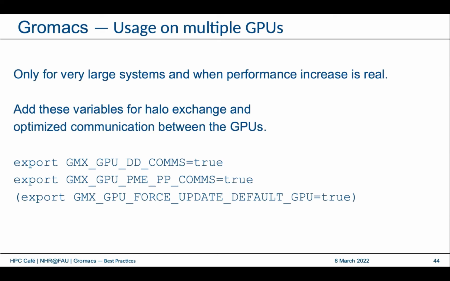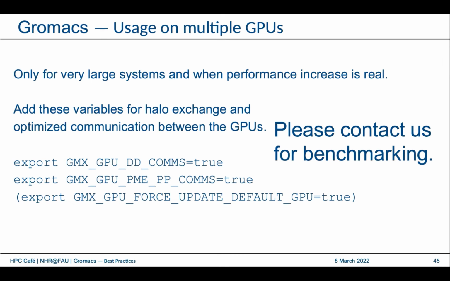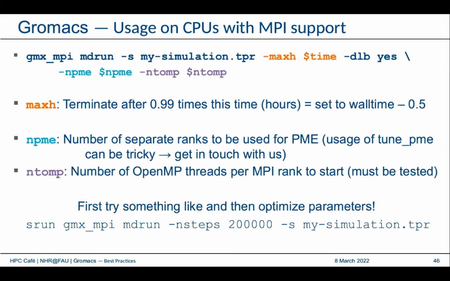Use multiple GPUs only if you have large systems and when there really is a performance increase. Also, you should add these environment variables for Halo exchange and optimized communication between the GPUs. This is also noted in our documentation. As this might be a bit complicated, please contact us for benchmarking. We are happy to help you.